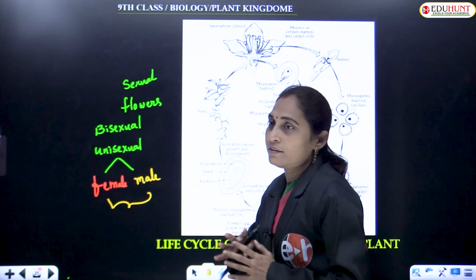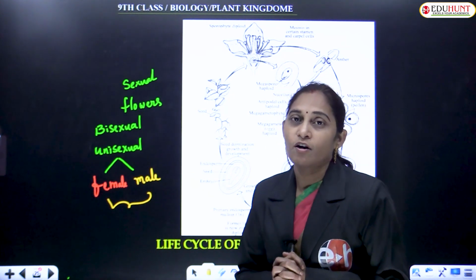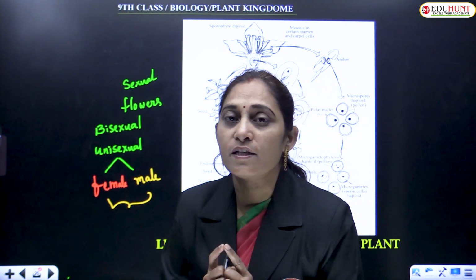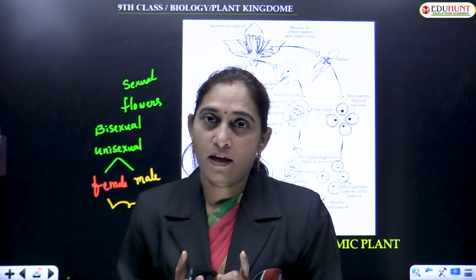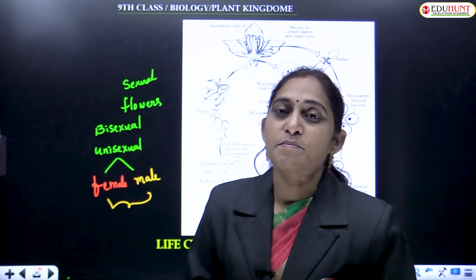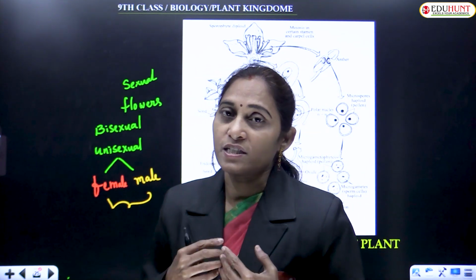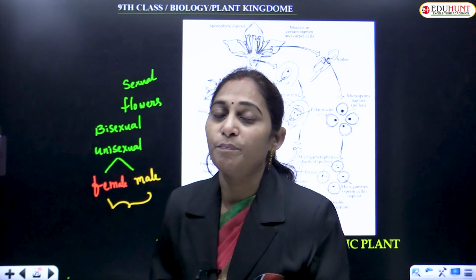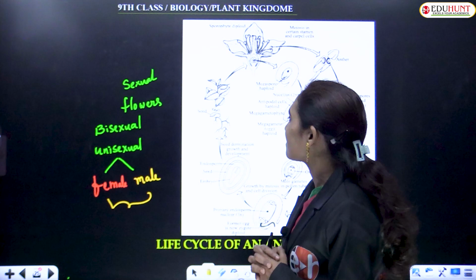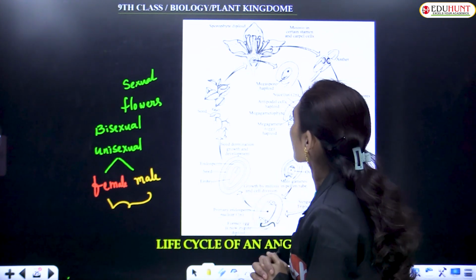Anyway, in the flower, we have 4 different organs. Calyx, the outermost circle, is occupied by calyx, commonly called sepals. And the second whorl or the second circle is occupied by petals. Petals are the organs in the second whorl.